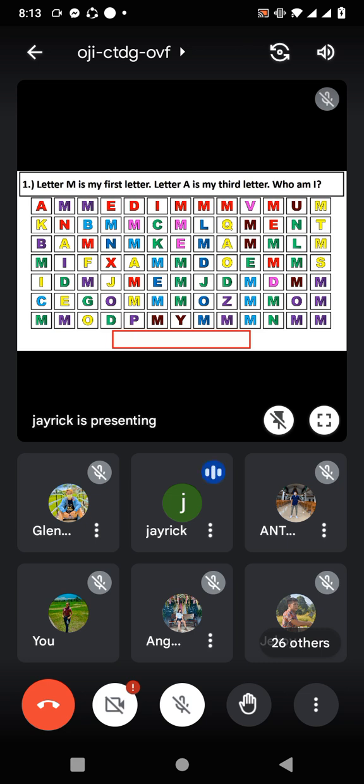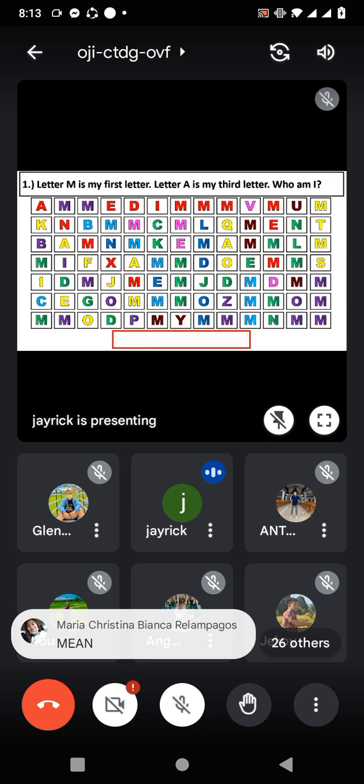Letter M is my first letter. Letter A is my third letter. Who am I? Note that you can only answer this if you had paid close attention to the song. Now you may send your answer.